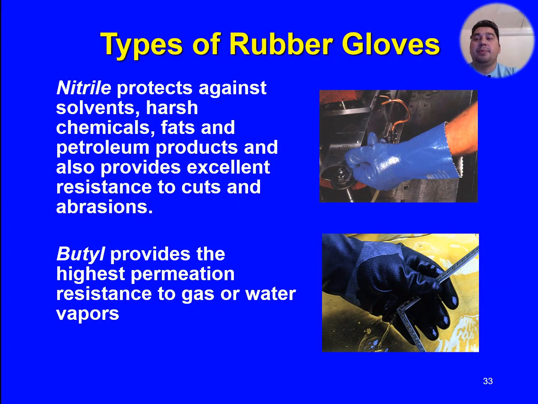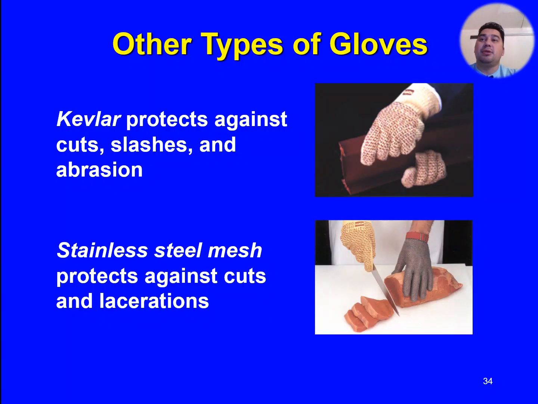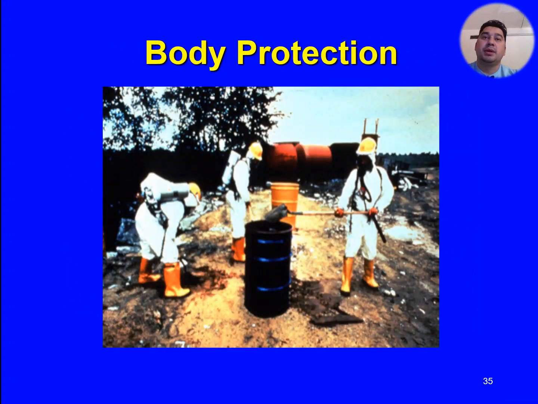After that, we have butyl. Butyl provides the highest permeation resistance to gas or water vapors. Then we have Kevlar. Kevlar protects against cuts, slashes, and abrasions. Then we have stainless steel mesh, which protects against cuts and abrasions. Whenever you are performing any cutting work, at that time you can use stainless steel mesh gloves.